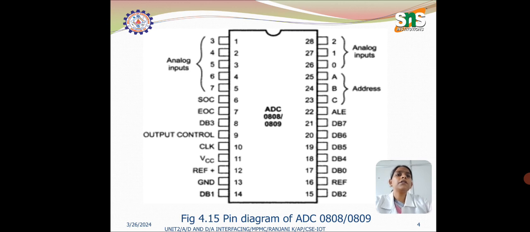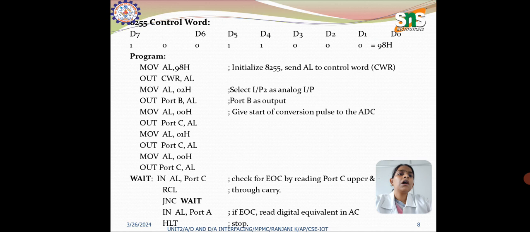And now let us discuss the program. Here MOV AL, 98H sets port A and C upper as input and C lower as output, and OUT CWR, AL is to write the control word to the control register. Next is MOV AL, 02H to select IN2 as the analog input. Next is OUT port B, AL, with port B as an output.